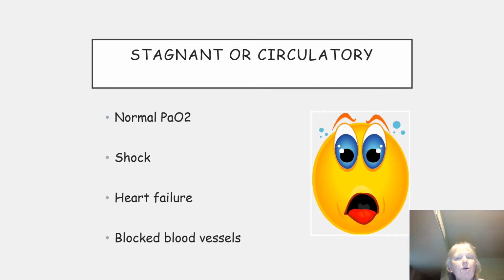With stagnant or circulatory hypoxia, you still also have a normal PaO2. This could be caused by shock, heart failure, blocked blood vessels. We can also get this when you're sitting. If you're sitting for a long period of time, you can end up with DVTs or deep vein thrombus. Remember, these happen in the vessels in the deeper portion of the legs.